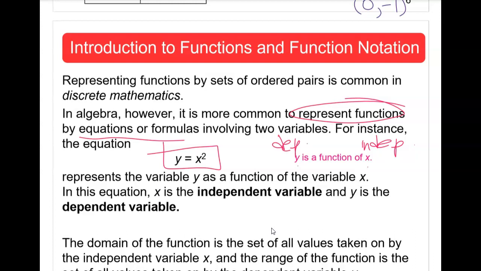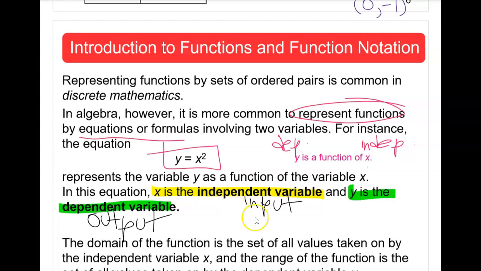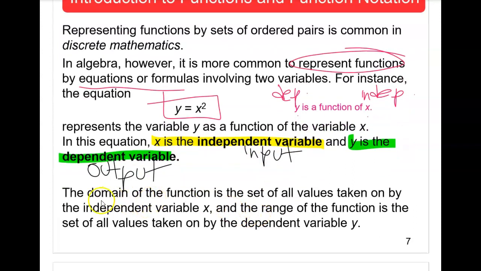Okay, so here we have it again. X is the independent variable. We also call it the input. And we have that y is the dependent variable, and we do call that the output. Okay, so we're going to go over how to find domains, the domain of a function, which by now you should remember it is the set of all values taken on by the independent variable, which we are most of the time going to be using x.